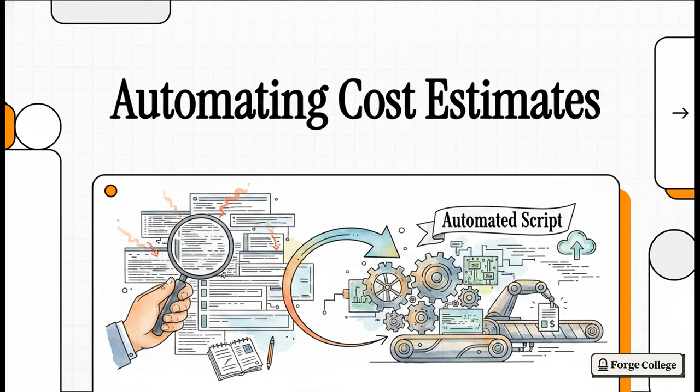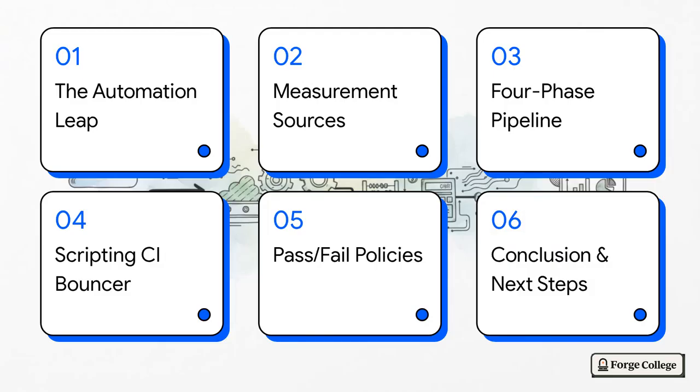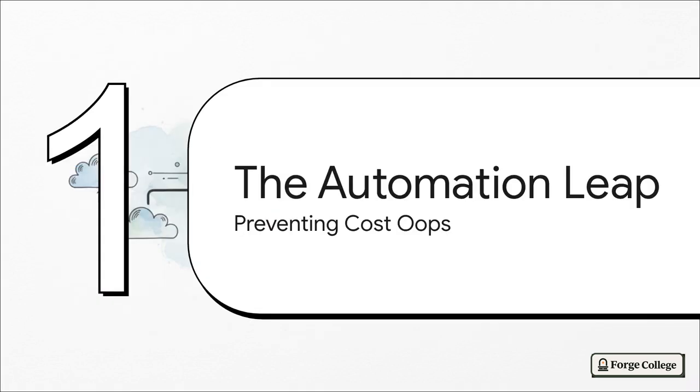Today, we're graduating. We are moving from manual inspection to architecting a beautifully automated, reproducible cost estimation script that integrates right into your development pipeline. Here is our blueprint for today. First, the automation leap. Second, choosing measurement sources. Third, the four-phase pipeline. Fourth, scripting the CI bouncer. Fifth, setting pass-fail policies. And finally, conclusion and next steps. Let's get to work. Section 1, the automation leap.